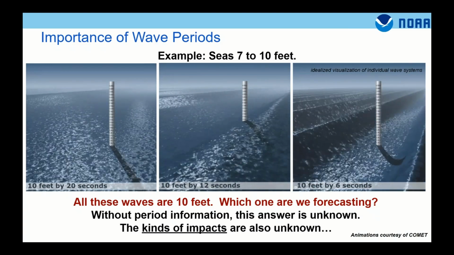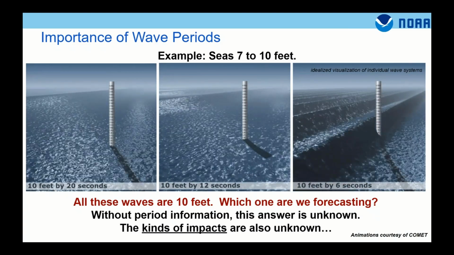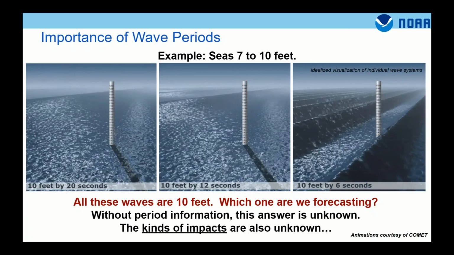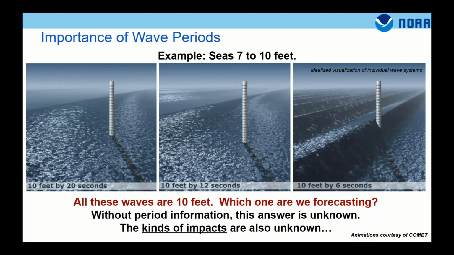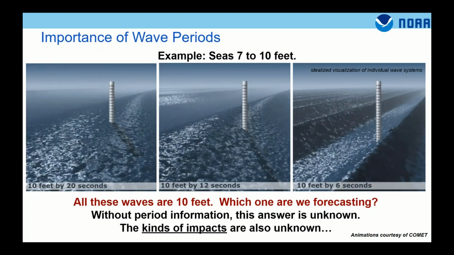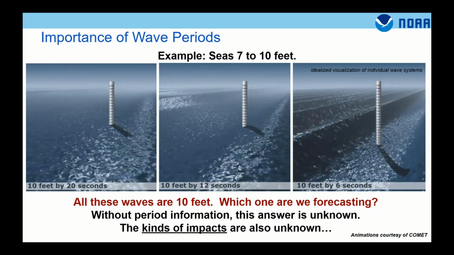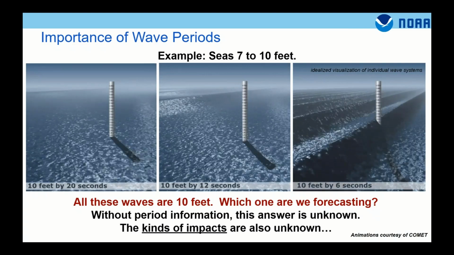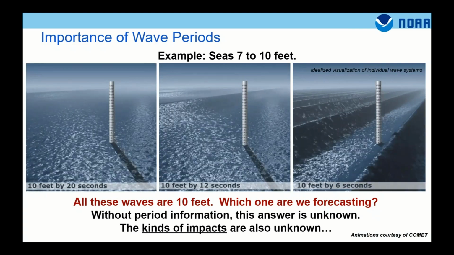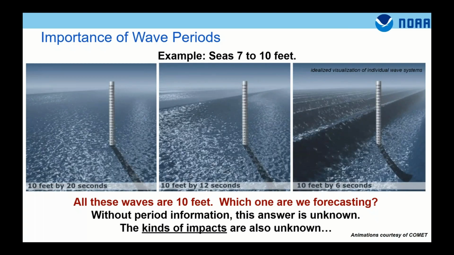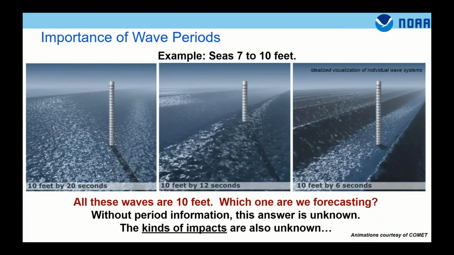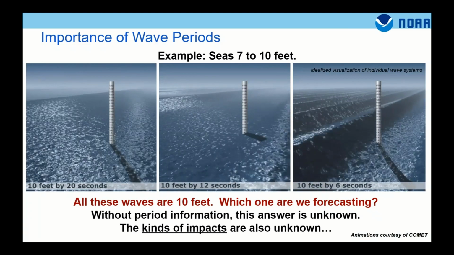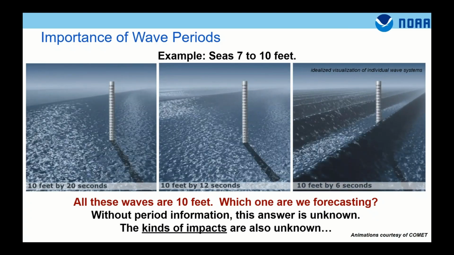On the left-hand side, you'll see a 10-foot wave with a 20-second period. That's considered a very long period. The waves are very far apart and well spaced. And most of the time, the sea state is relatively calm and flat, despite the relatively large 10-foot wave. Right-hand side, same 10-foot wave, but with a much shorter period of 6 seconds. These waves are much steeper, closer together, and more frequent. This is a very hazardous situation.